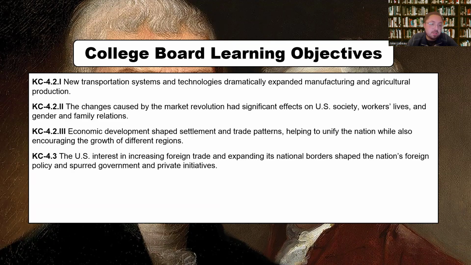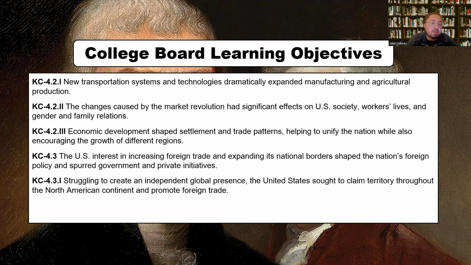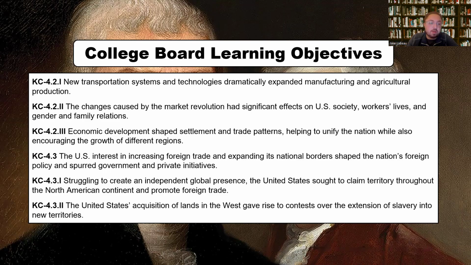The U.S. interest in increasing foreign trade and expanding its national borders shaped the nation's foreign policy and spurred government and private initiatives. Struggling to create an independent global presence, the United States sought to claim territory through the whole North American continent and promote foreign trade. The United States' acquisition of lands in the West is going to give rise to a contest over the extension of slavery into the territories. Is it something that the country wants? Is it something the country doesn't want? Can we even agree on this? We're going to find out.